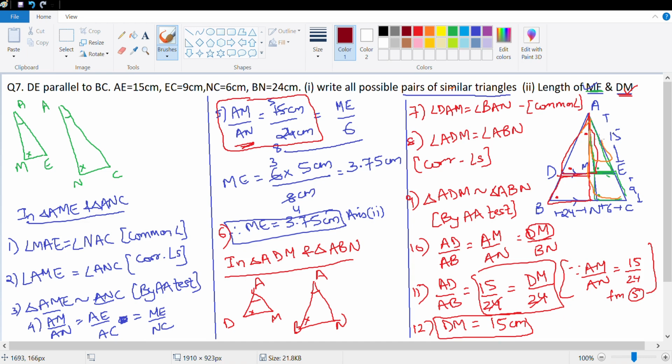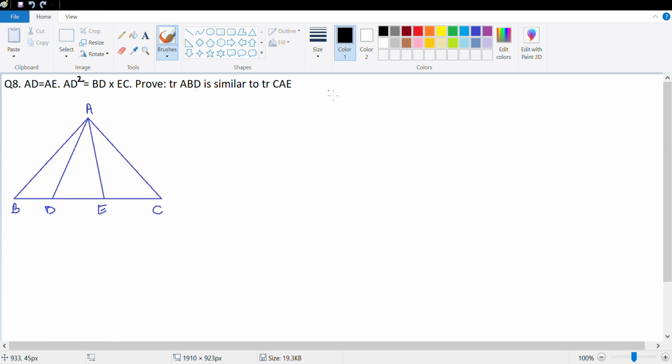Hint could be look at this triangle and this triangle, because these again have a pair of parallel sides, and maybe we'll get an angle equal. Good, let's look at the next question. The next question that we do is question number 8.